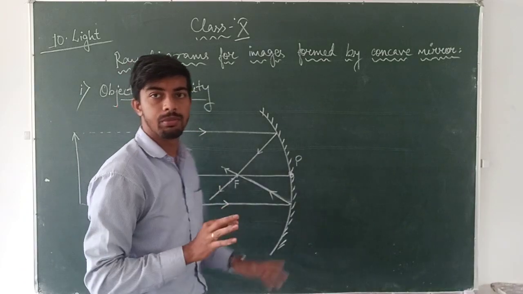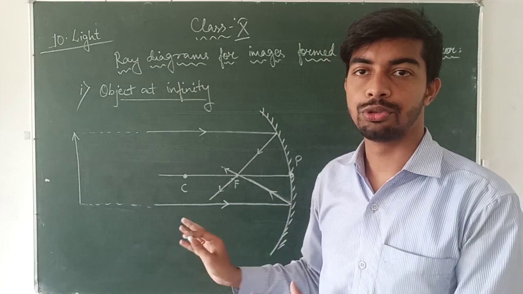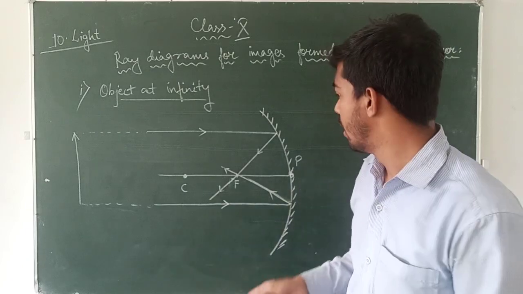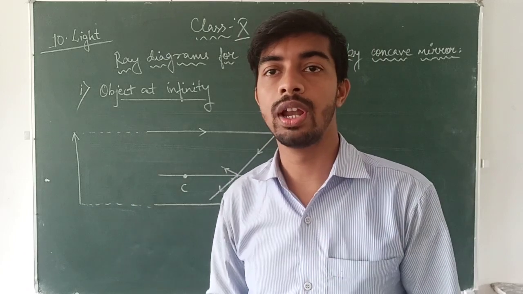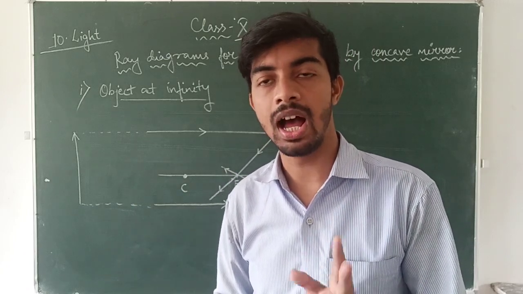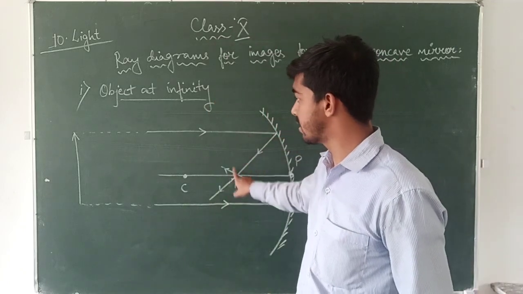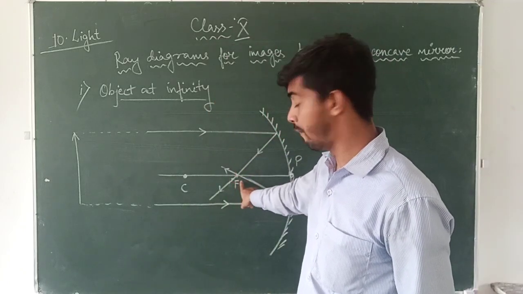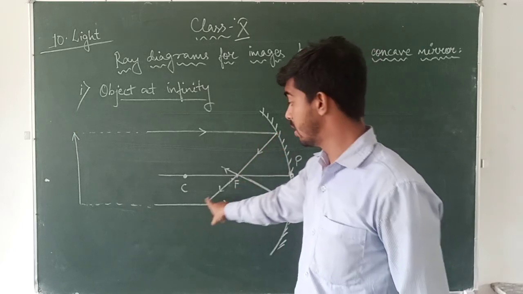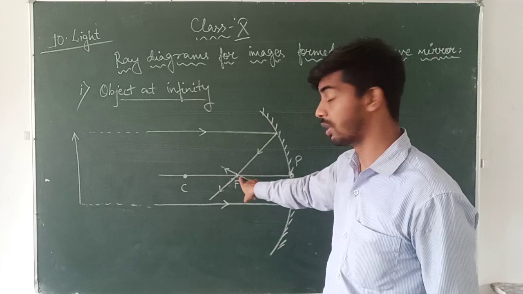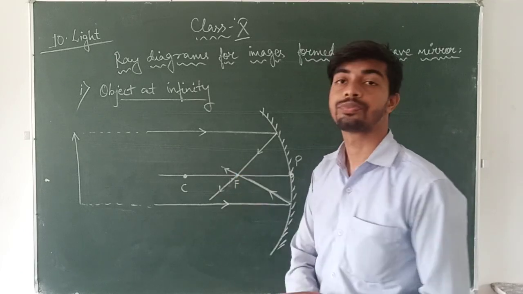I am not using a scale because I don't have a bigger scale. You all better use a scale to draw the ray diagrams. And always remember, the image forms at the point where 2 rays meet after reflection. So in this case, the 2 rays are meeting at F. The upper ray is coming, reflecting and coming to here. The lower ray after reflecting is coming to here. Both are meeting at F. So we will get the image here.